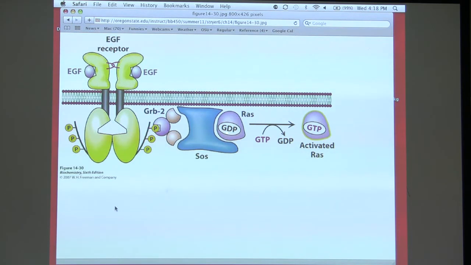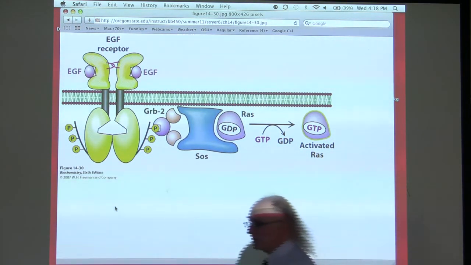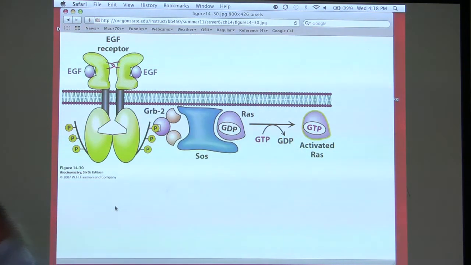And does this look familiar, like anything you've seen before? You betcha. RAS is a protein that's very much like a G protein. Now, RAS becomes activated when its GDP gets replaced by GTP. And activated RAS will stimulate cells to divide.